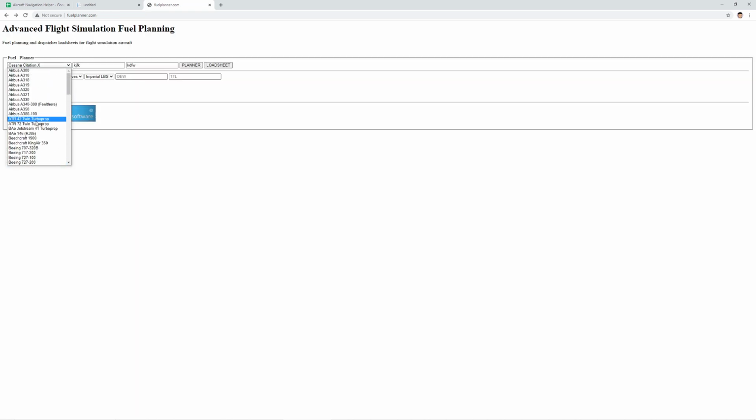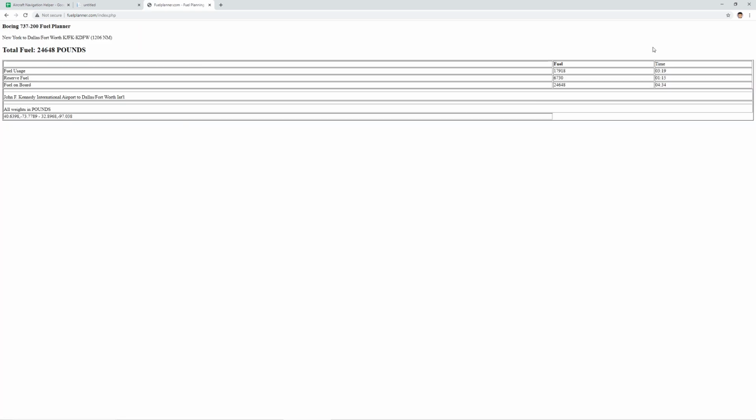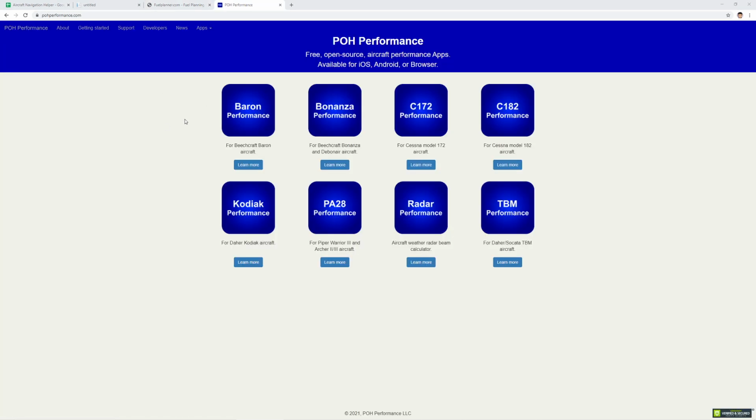Now, if I want to do this in a 737, for example, just come in here, I can push the planner button, and whoosh, it'll do all your fuel calculations for you. Now, let's go one step further than that. There's also this website called POH Performance. What this does is actually amazing.